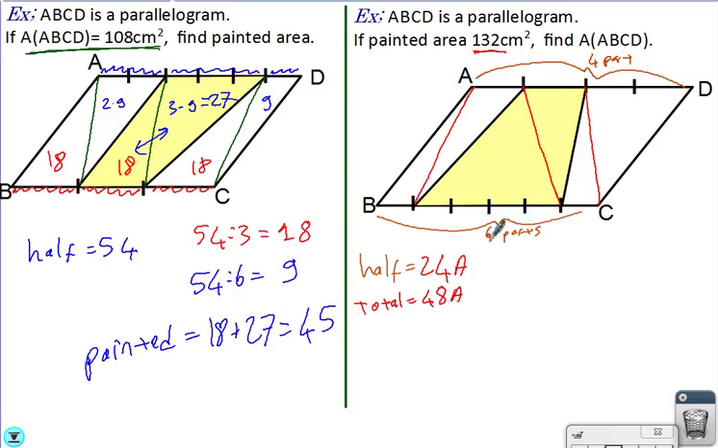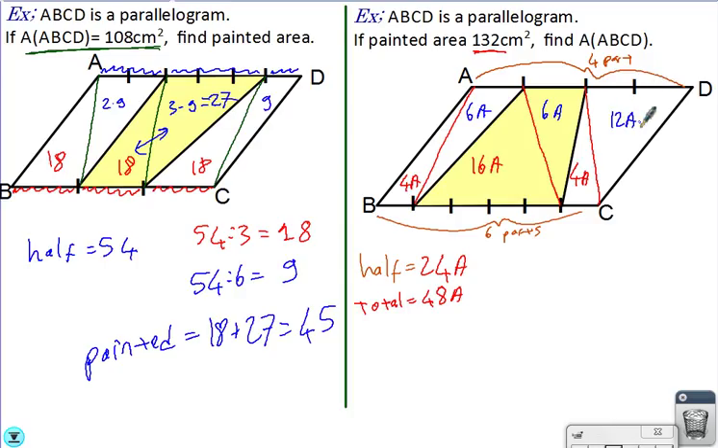How much is each part? 24 divided by 6. How much? 4a. For one part I have 4a. For 1, 2, 3, 4 parts I have 4 times 4, 16a. Now the half area I will divide for the top side into 4 parts. 24 divided by 4, 6. So each part will have 6a, and 2 parts, 2 times 6, 12a.